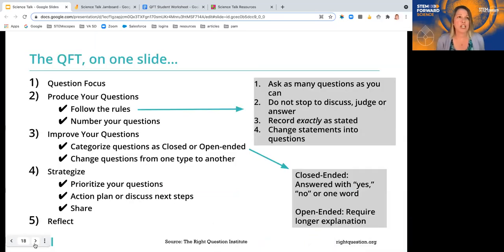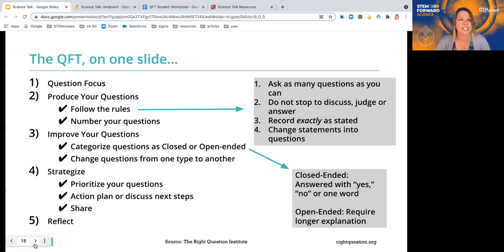Kind of thinking about what the QFT is for those of you who are not familiar with it. QFT is short for question formulation technique. It was developed by the Right Question Institute, an educational nonprofit based in Massachusetts. In June 2016, I had the opportunity to hear one of the co-creators of this, Dan Rothstein, present this idea and also participate in a workshop of his.